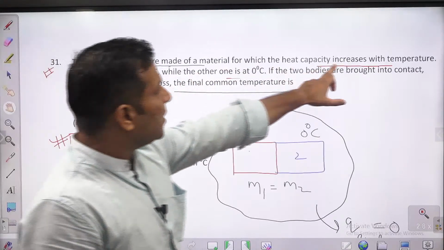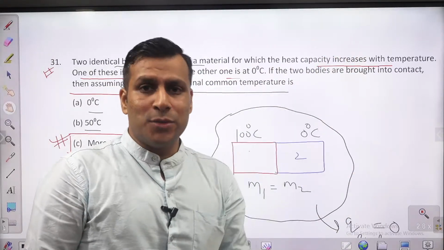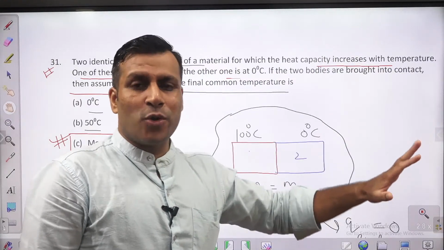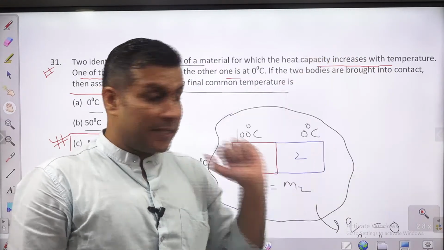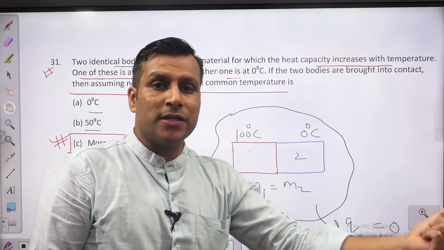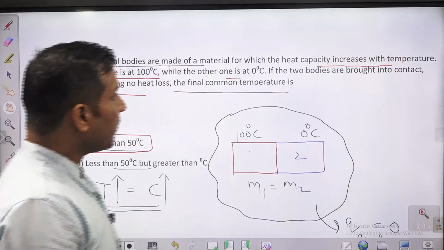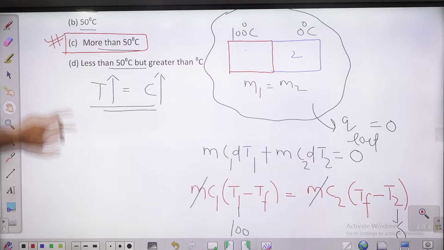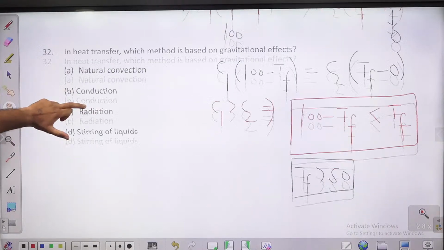C, heat capacity. Heat capacity means the product of mass into specific heat. Mass you can take as common, which means specific heat C is increasing. So the specific heat capacity is multiplied by the temperature difference. So specific heat is increasing. Okay, fine. Let us move to the next question, 32.